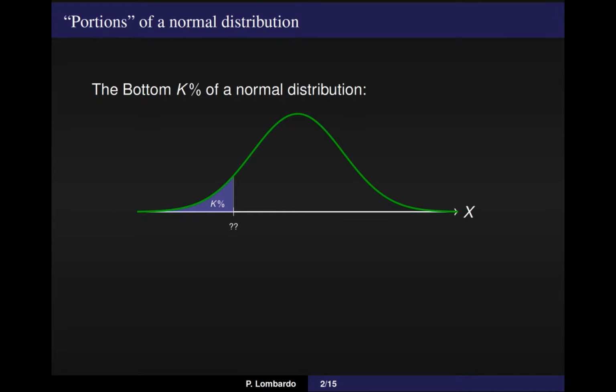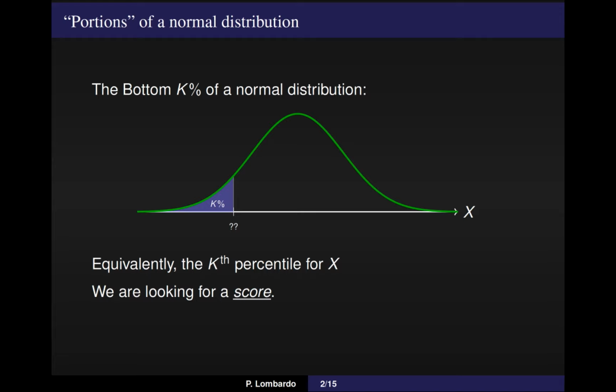The first type that we're going to interact with is a percentile, or a bottom k% of a normal distribution. Fundamentally, what we're trying to answer here is what score has k% to its left? Or in other words, for what score can we expect k% of the other possible scores to be smaller? So this is equivalently called the kth percentile for x. The important thing to note here is we're looking for a score. We're not looking for a probability, we're looking for an actual measurement value. When somebody says find the 30th percentile, it tells us that 30% should be sitting in this little left tail.